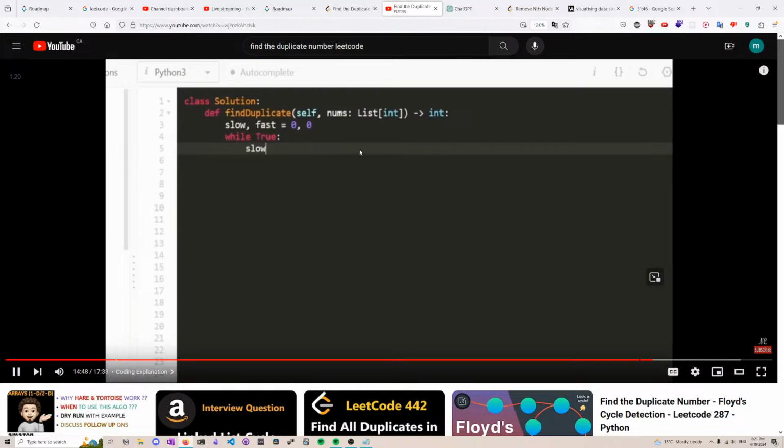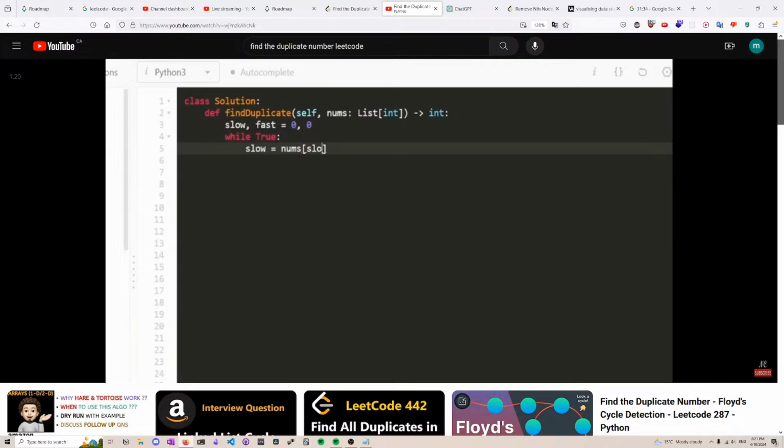True. We start out with while true because we want to keep going until they intersect, but notice how they already intersect at the beginning. So we're going to update slow. So basically slow is going to be set to whatever it points at. So nums of slow, right? And then fast is going to be the same thing, nums of fast. But remember, we're advancing fast twice, and so we can just do this.